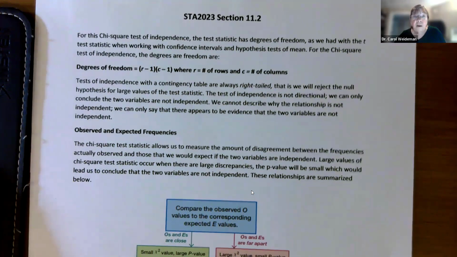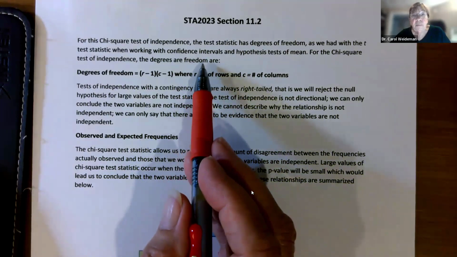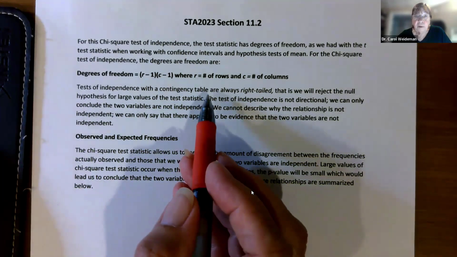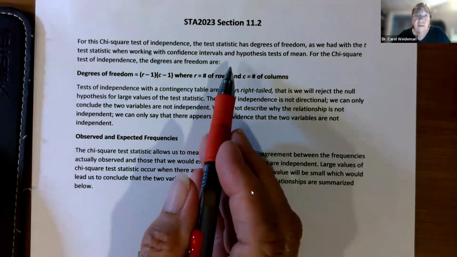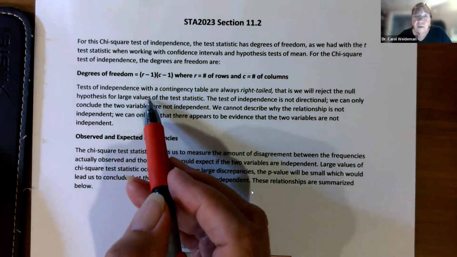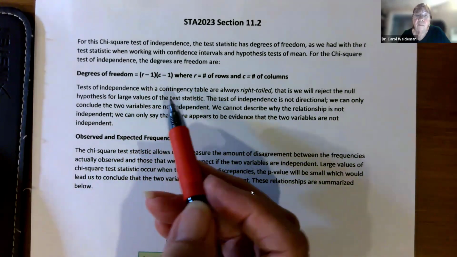Okay, so the chi-square, kind of like the t-test, has degrees of freedom. And the degrees of freedom here are going to be the number of rows minus 1, times the number of columns minus 1. So again, like our t statistic, for a chi-square we also have degrees of freedom. Tests for independence are always right-tailed. We reject the null when we have large values of the test statistic.